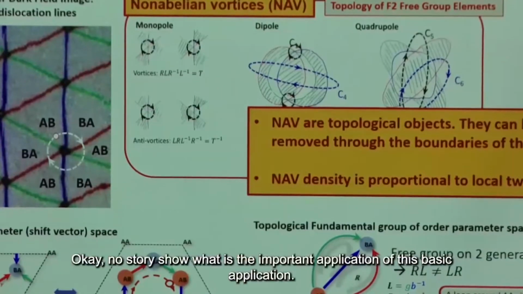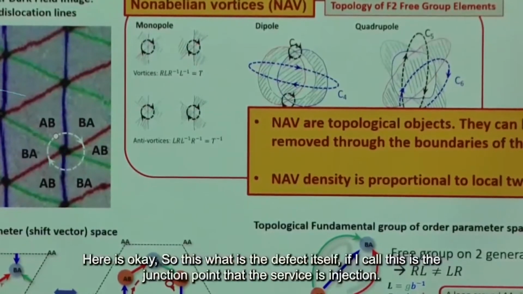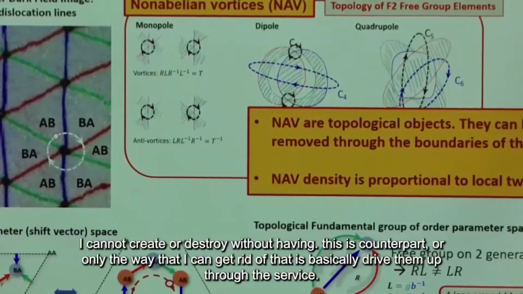Okay, long story short, what is the important implication of this? The implication is that, as a topological object or topological defect itself, if I call this the junction point, the dislocation junction, I cannot create or destroy it without its counterpart. The only way I can get rid of it is to drive them out through the surface of my sample, or the boundary of my sample, right?